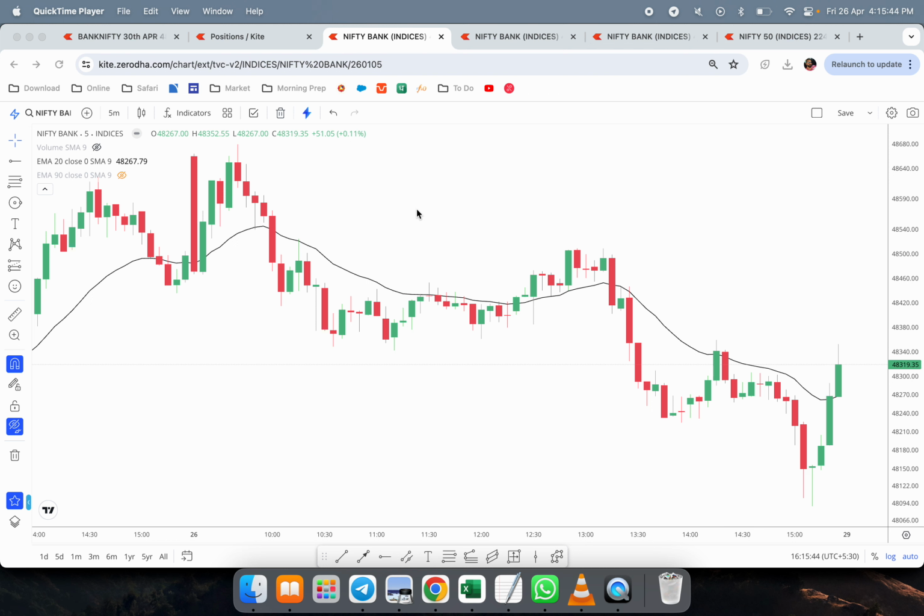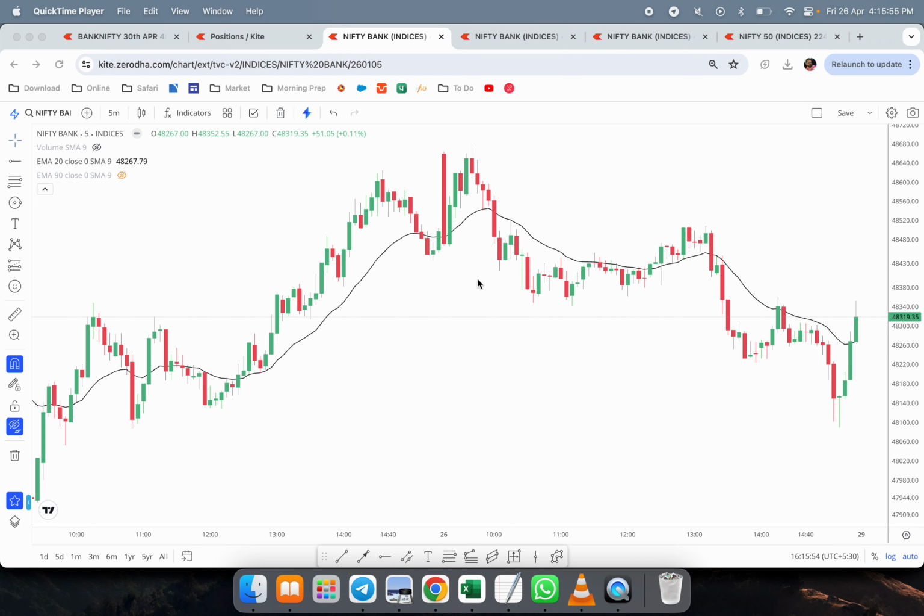Now, in today's 5-minute charts, we will identify how the institutions showed that they are active in the market. So, as you can see, the market opened gapped up here, and in yesterday's video I had given three suggestions how the market might open.